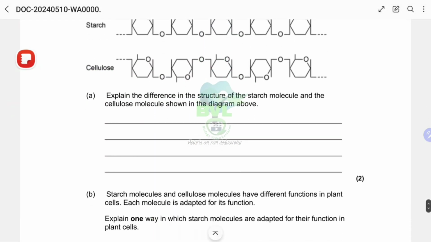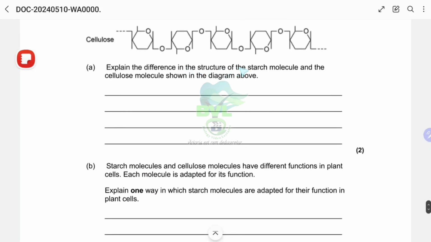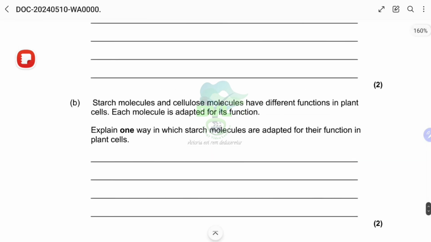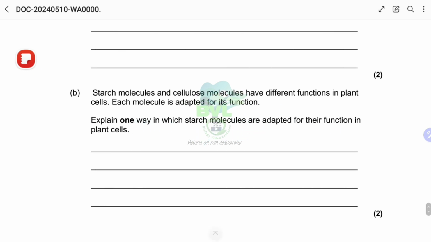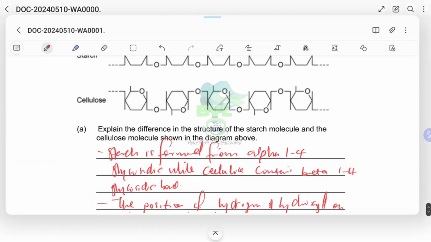Now, explain the difference in structure of starch molecule and cellulose molecule. Okay, that's what we just did, sorry. Then starch and cellulose molecules have different functions in plants. So each molecule is adapted to its function. So explain one way in which starch molecules are adapted to their function. So let's look at that.